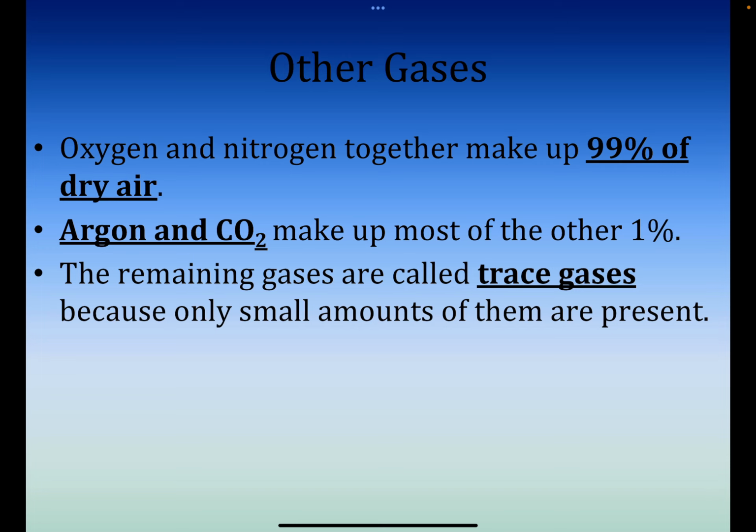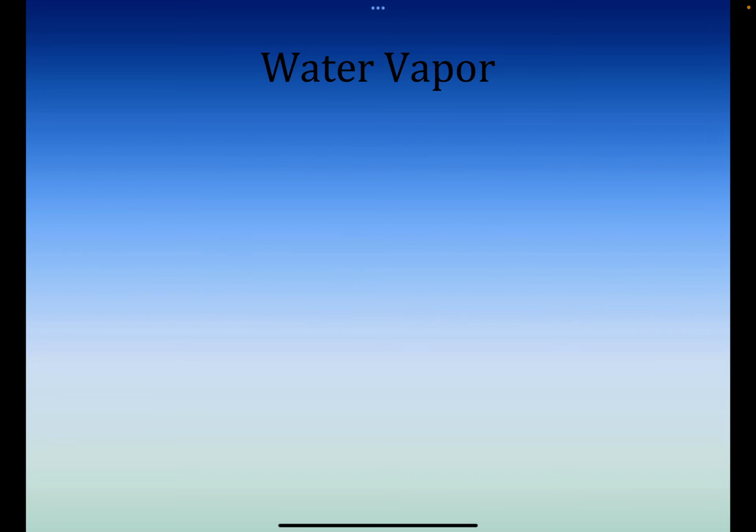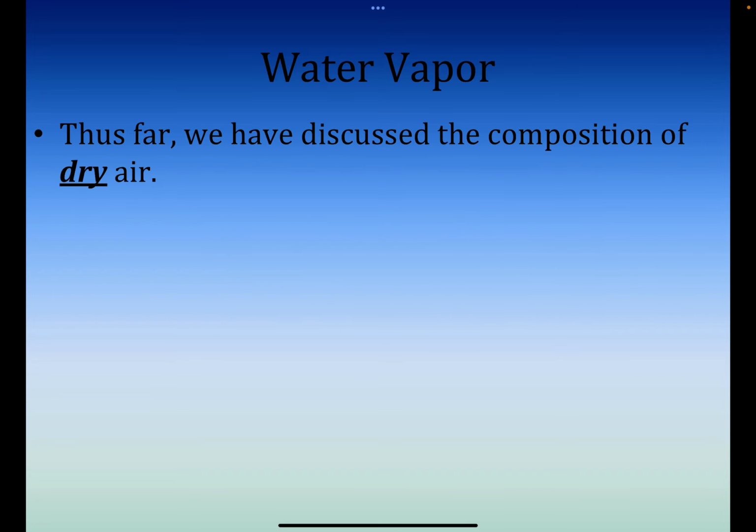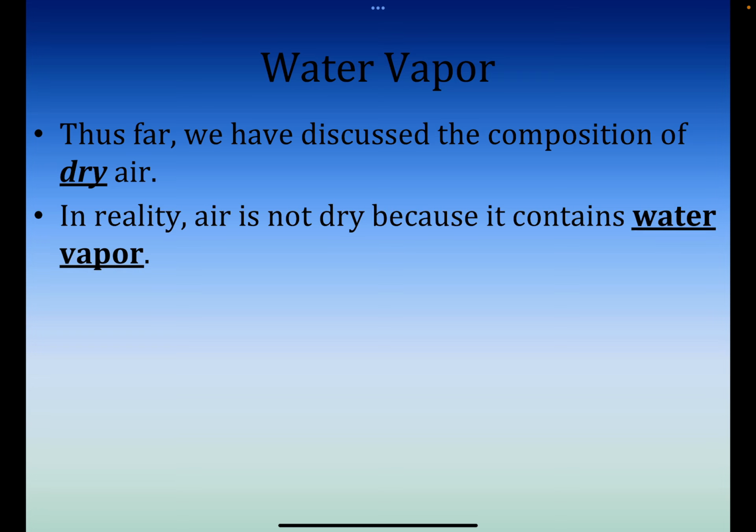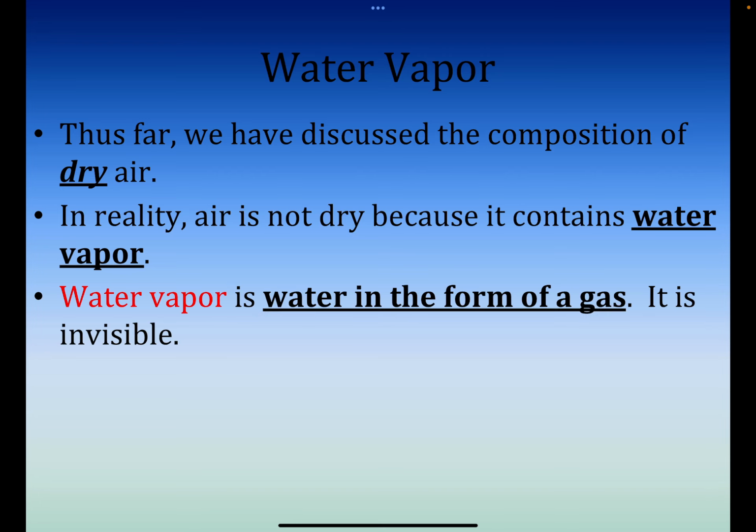All right, so everything we've talked about thus far is related to dry air. So we know that not all air is dry, so let's address that. So let's look at water vapor. Like I said, thus far all we've talked about is the composition of dry air. In reality, air is not dry, it contains water vapor. And water vapor is the water in the form of a gas. It is invisible, you can't see it.